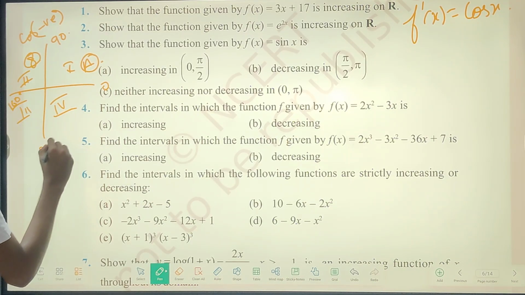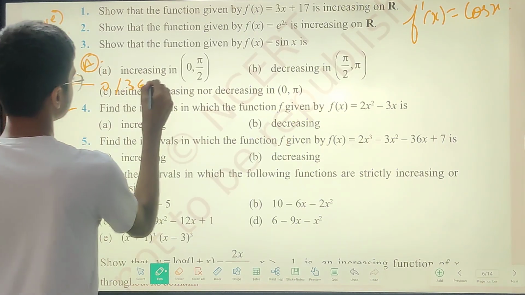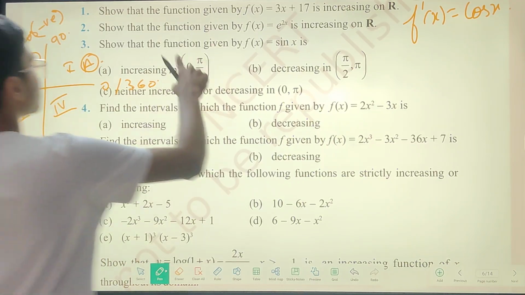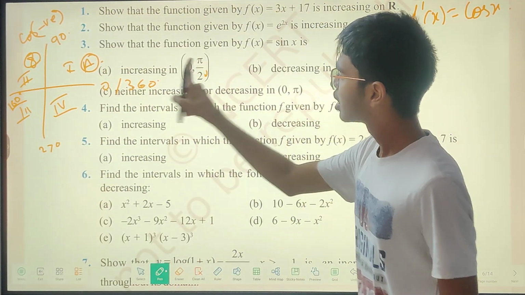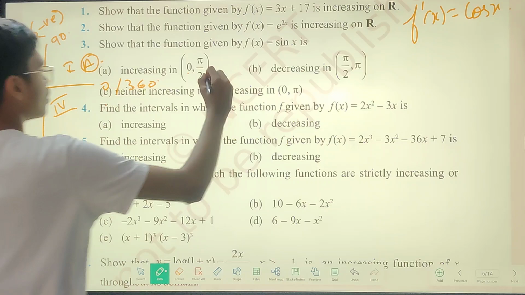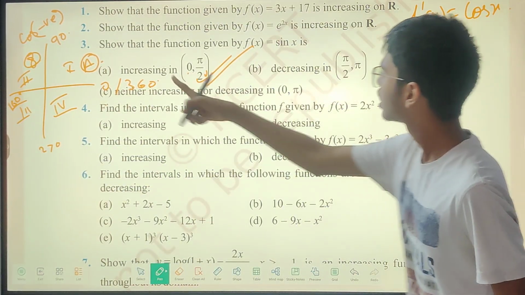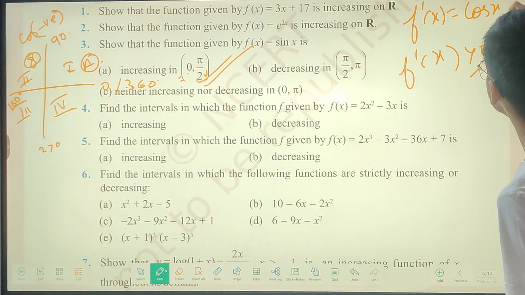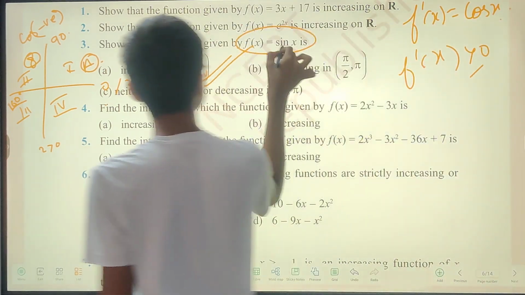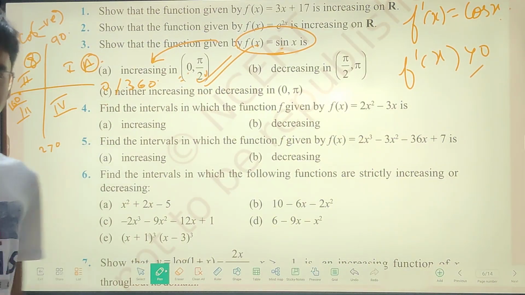Okay, then here it is 270 degrees and here also 360 degrees. So the first condition is that it is 0 to 90 degrees. In 0 to 90 degrees cos is positive, so that means f dash x for this interval is greater than 0 because cos is positive, so that means this function sin x is increasing.